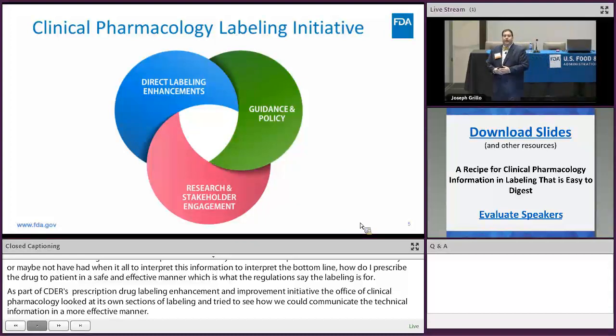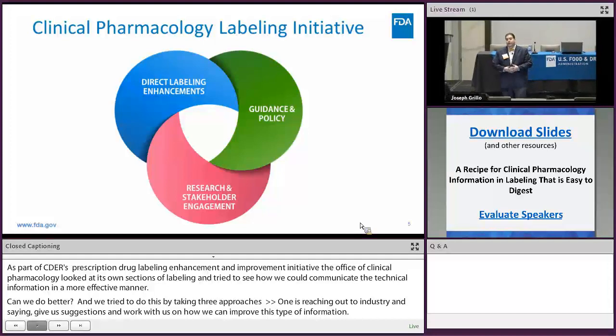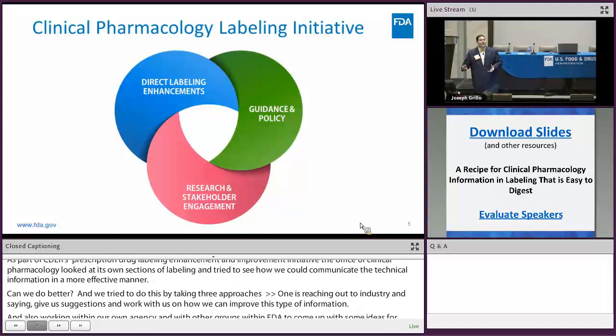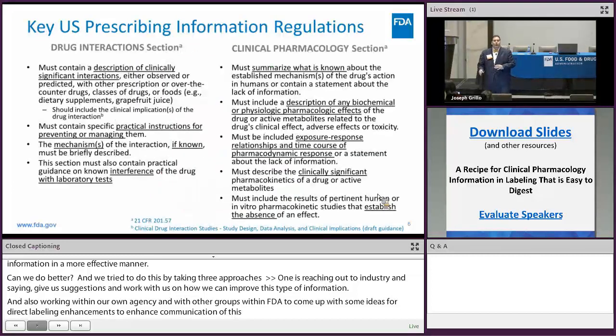And then also working within our own agency and with other groups within FDA to come up with some ideas for direct labeling enhancements to enhance communication of this information to the end user, the healthcare provider, the prescriber. And then ultimately to develop policies and guidances so what we're thinking is clear to industry developing labeling, as well as healthcare providers using the labeling, and us regulating and working with the labeling as part of our public health mission. So just a quick overview of some key regulations, just to give us a grounding for some of the stuff we're going to talk about.